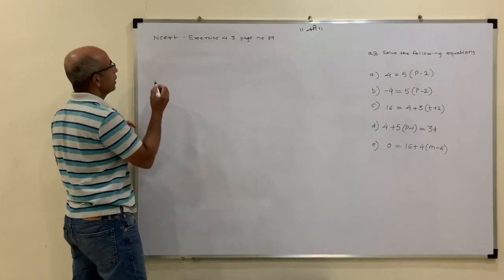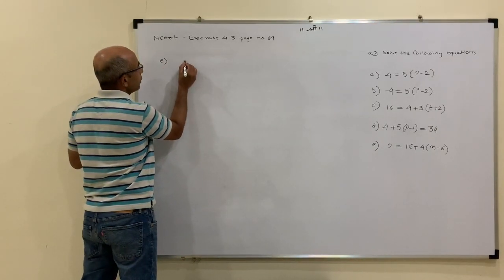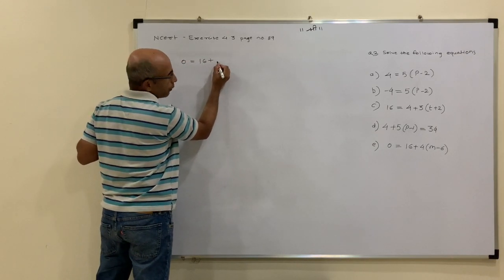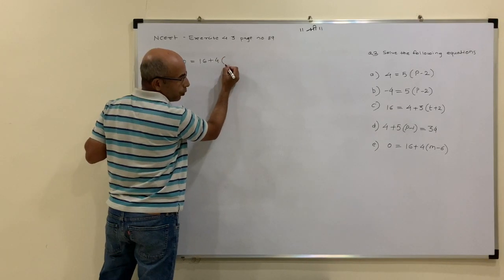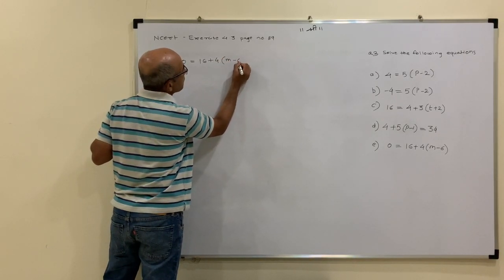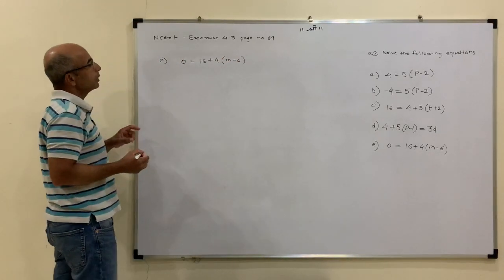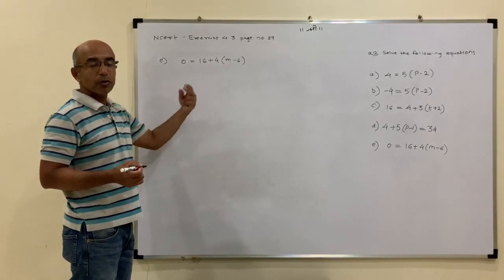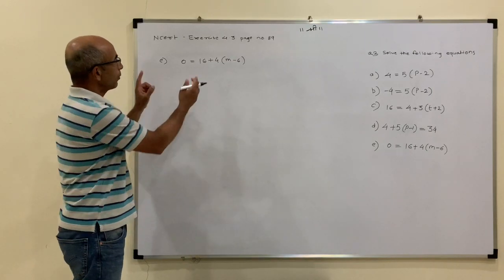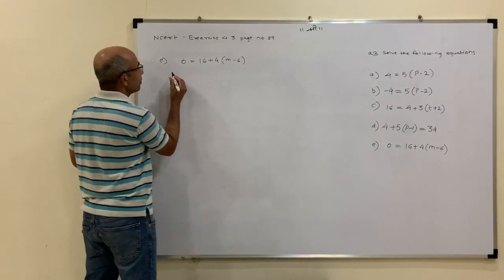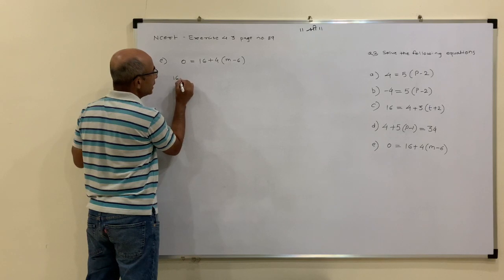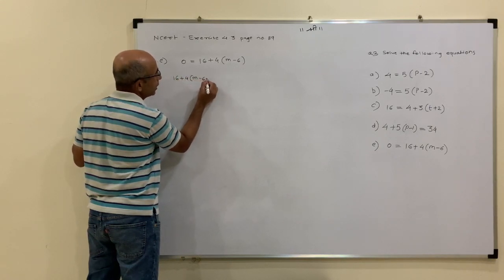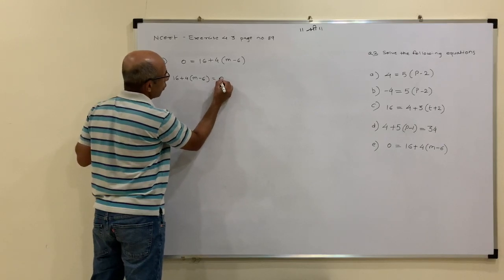E. 0 equals to 16 plus 4 into m minus 6. Now I need to find the value of m, and m is on the right hand side. So I am going to swap the sides. So I will rewrite the problem. 16 plus 4 into m minus 6 equals to 0.